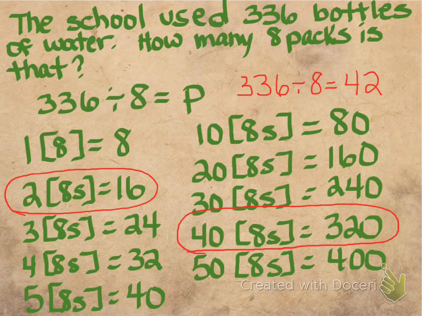So basically I took that 336 and we made it in smaller numbers that we could actually work with, because multiplying by multiples of 10 is a lot easier than trying to figure out how many 8s 336 is. So that's just one of the strategies that we're going to use in this lesson today to divide with larger numbers.